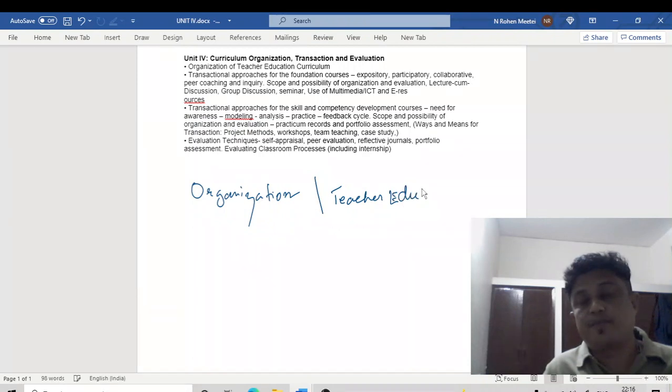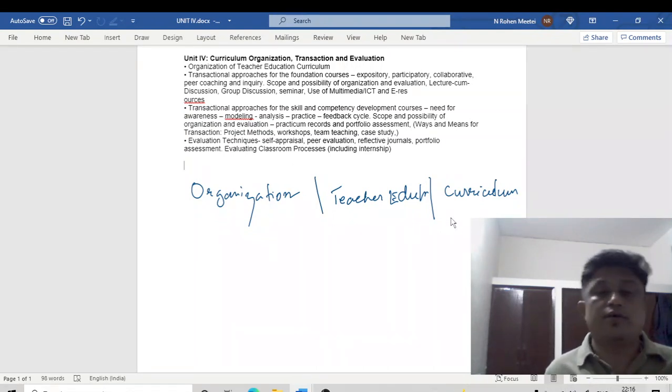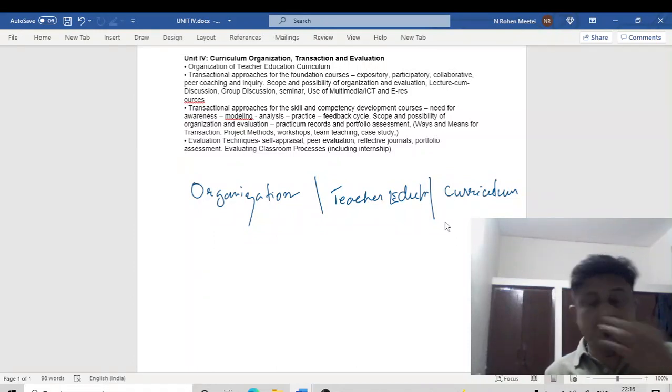and third part is curriculum. So here we can say that we now have three variables, and all of them are very independent from each other. Independent in the sense they have their own principles, theories, and meaning and all. Right now, the journey is like that.